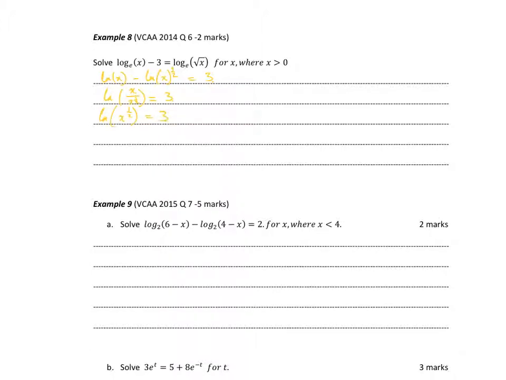So that means that log base e to the power of 3 is equal to x to the half. So if we square both sides, I'm going to get e to the 6 is equal to x. Okay.